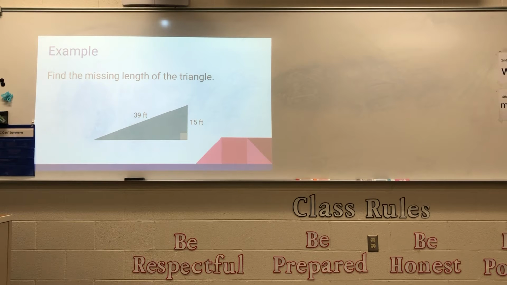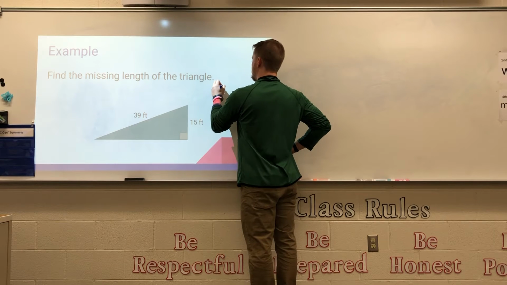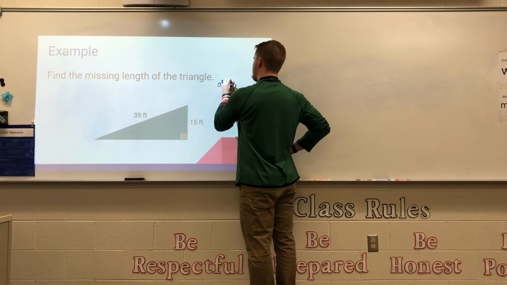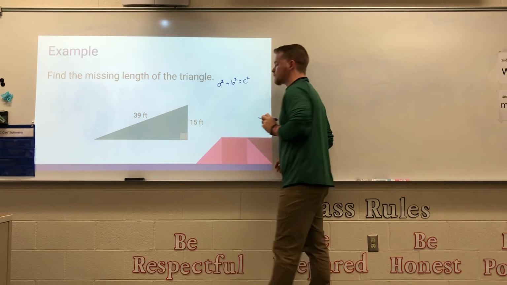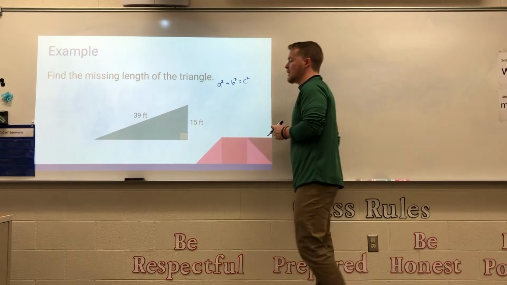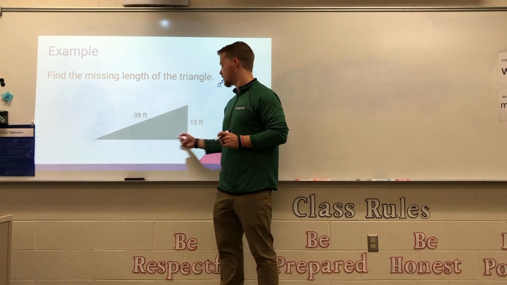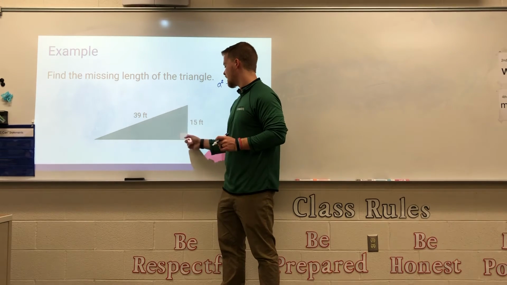So let's look at another example. So again, we're using this equation, a squared plus b squared equals c squared. And again, first thing you should do is locate which sides are where. So these two sides that are connected to my right angle, those are my a and b.